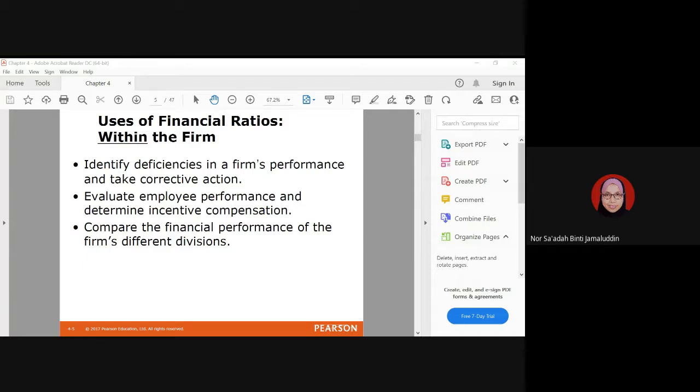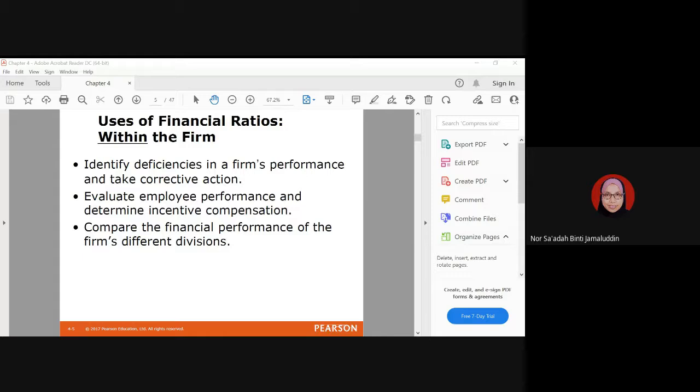Alright, the second is to evaluate employee performance and determine incentive compensation. Okay, yang kedua adalah in order to evaluate our employee performance and to determine what is the incentive that the employee will receive based on their performance. So kita kena tengok in terms of ratios lah. Okay, nisbah kewangan ini sangat penting dalam firma kita untuk employer to evaluate their employee performance.